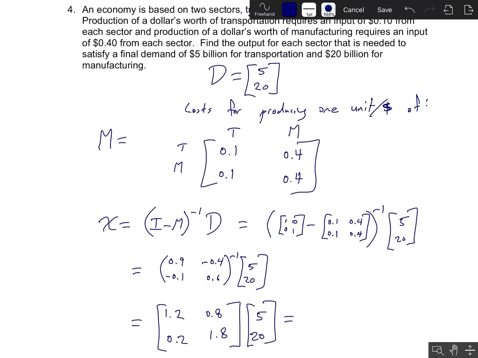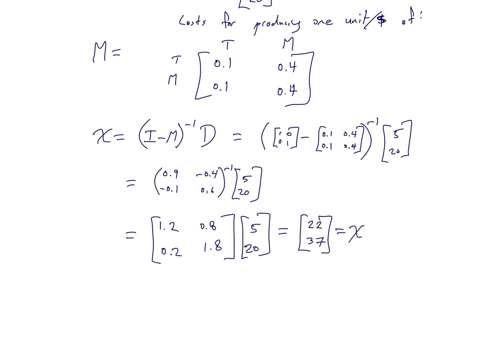And then we have the matrix 520 that we want to multiply by. And now to finish this computation, we can compute the resulting 2 by 1 matrix. So 1.2 times 5 would be 6, plus 0.8 times 20 would be a plus 16. So 6 plus 16 is a 22. And then 0.2 times 5 is 1, plus 1.8 times 20 would be a 36. So 36 plus 1 is a 37. So this would be the matrix X, which tells us the production.